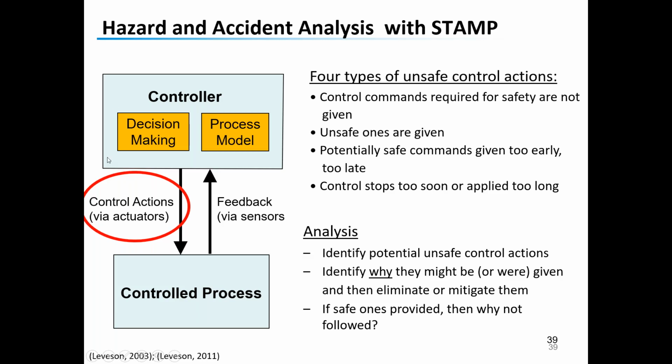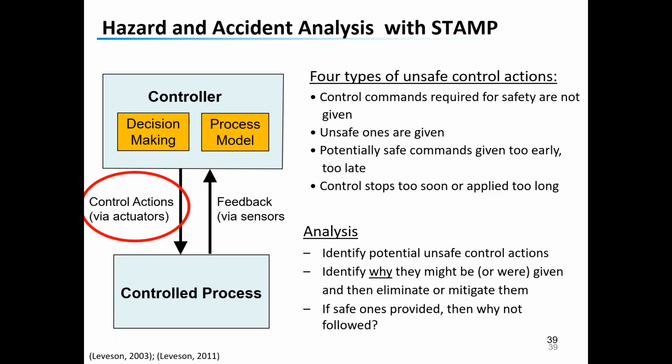So we have this controller here, this control model on the left, and we have these control actions, which I've circled in red. We start by examining what kinds of unsafe control actions could be given. Control commands required for safety aren't given, or unsafe ones are given. Potentially safe ones are given too early or too late, or control stops too soon or is applied too long. The pilot is told to go up to 30,000 feet and overshoots and goes up to 32,000 feet.